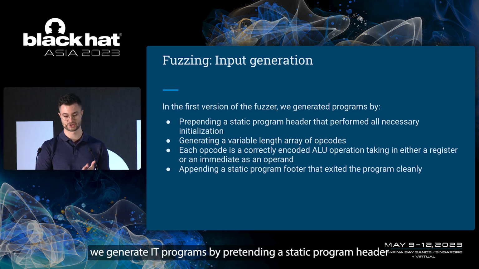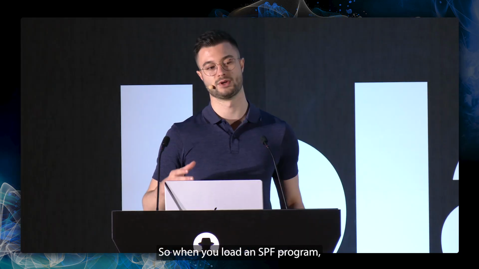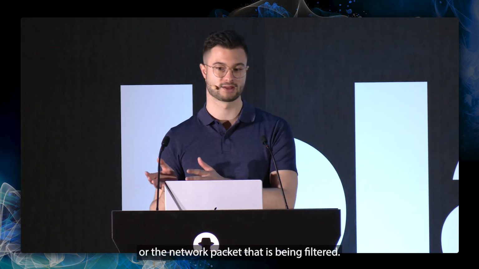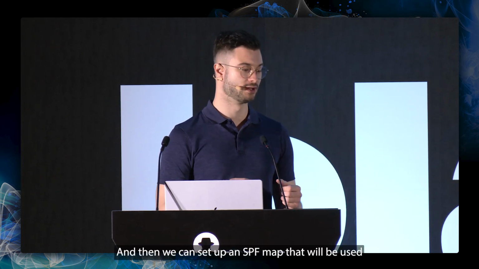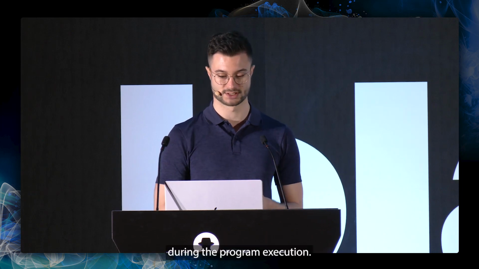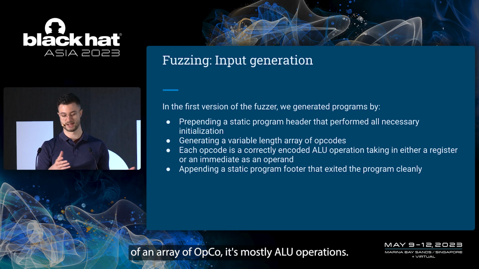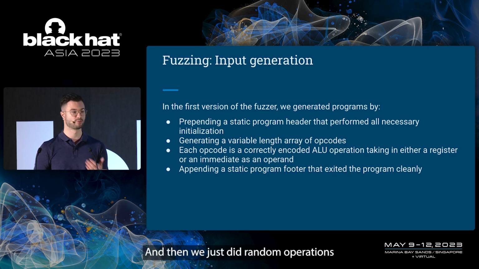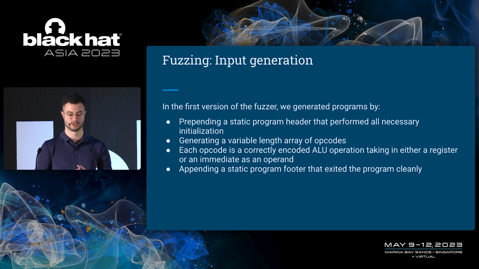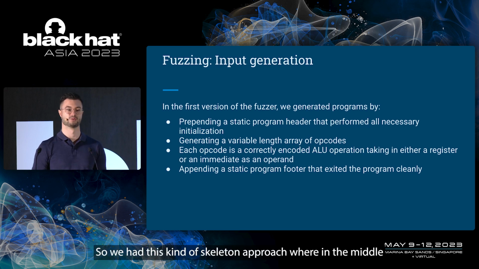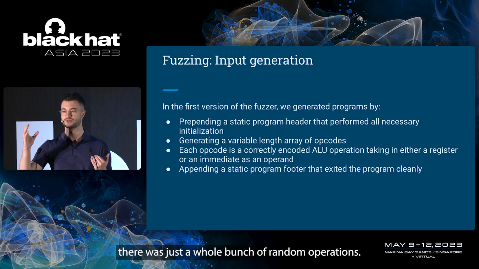So in the first version of the fuzzer, we generated programs by prepending a static program header that performed all necessary initialization. When you load an eBPF program, some registers will point to, for example, the stack, or the network packet that is being filtered. And then we can set up an eBPF map that will be used during the program execution. So this part of the program always stayed the same. After that, we generated a variable length array of opcodes, mostly ALU operations. We just did random operations with random registers, random immediates in a random order. And then we would append a static program footer that exited the program cleanly. So we had this skeleton approach where in the middle there was just a whole bunch of random operations.